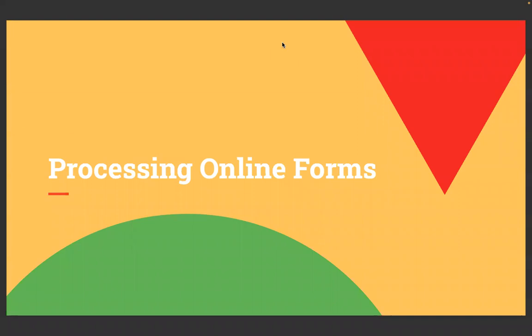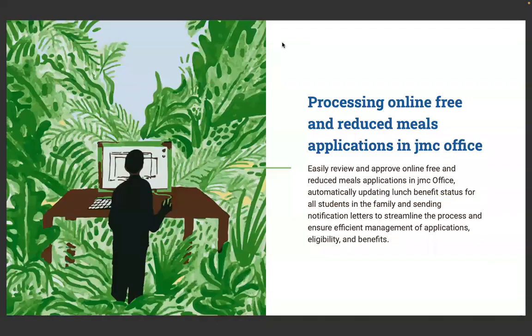So processing online forms. Now that's what I would say the slow way of determining an application, in person. Somebody hands you the form, you make the determination right there. Doesn't take you all that long. But the processing online forms, this is even faster. So all you really have to do for this is review and approve online free and reduced meals applications in JMC Office, automatically updating the lunch benefit status for all students in the family, and then send those notification letters, and it streamlines that process and ensures efficient management of applications, eligibility, and benefits.